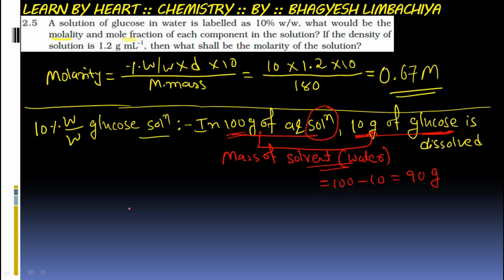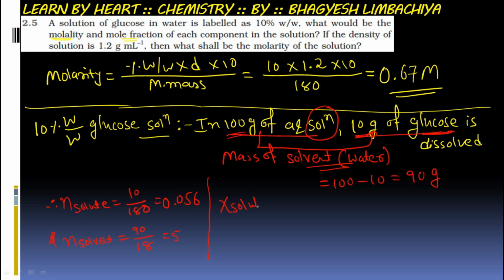Okay, next, based on it we can calculate the number of moles of solute. It is 10 by 180, and the number of moles of solvent is 90 by 18, so it will be 5, and for the solute here we are getting 0.0555, so it is 0.056.